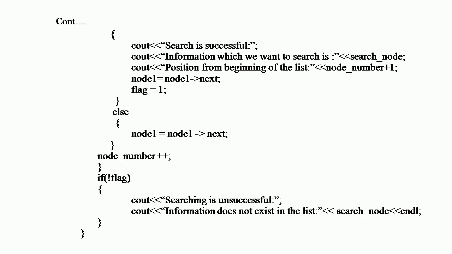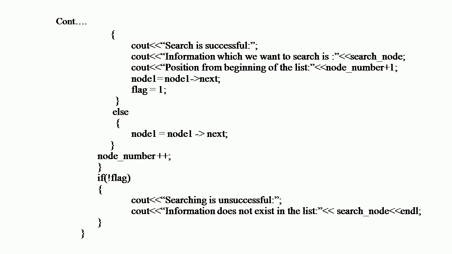If search_node == node1->data, and that points to next. In case node points, cout search is successful, if node is available, information which you want to search is search_node, and that one you have search_node. You are given that search node, position from beginning of the list, and node_number plus 1. Node1 = node1->next, node1 points to next.